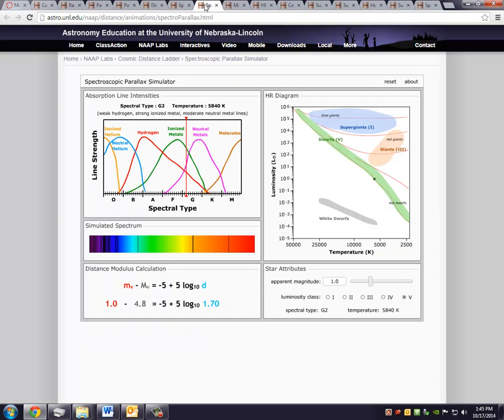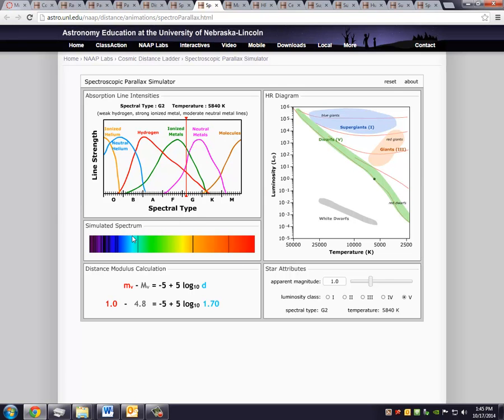So I'm going to show you how to do the first line of the table on page 4 in your student guide. First of all, when you open up the spectroscopic parallax simulator, you're going to see our Sun. Remember, it's got a luminosity of 1, it's got a temperature around 5800 Kelvin. That is our Sun. It's a main sequence star. That's the Hertzsprung-Russell diagram, and there's our Sun.